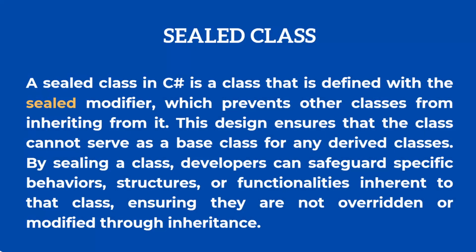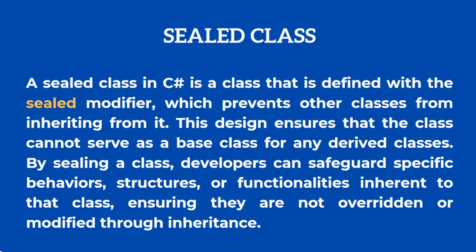The classes in C# are blueprints for creating objects, but not all of the classes are meant to be instantiated or inherited, which is why the sealed and static modifiers are used. Let's start with the sealed class.